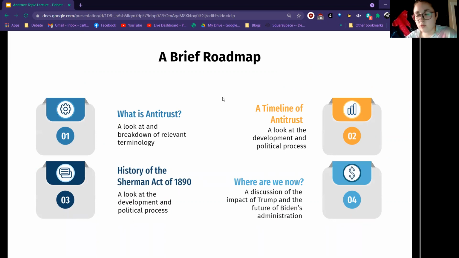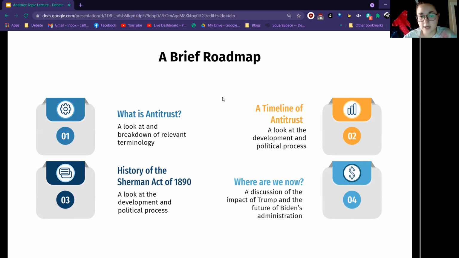And then secondly, we'll look at a timeline of antitrust, and it will be a brief timeline. It certainly won't cover everything because there are hundreds and hundreds of different legal cases, but we'll talk about the four major points in history and themes, and what contributed to the development of antitrust law and the different political processes that have gotten us to where we are today.